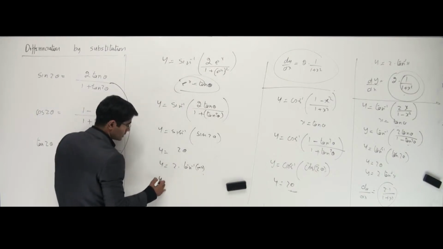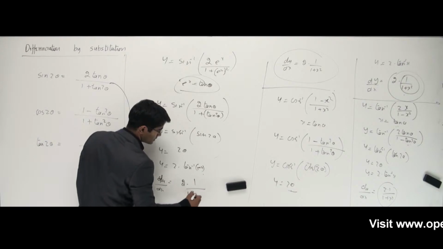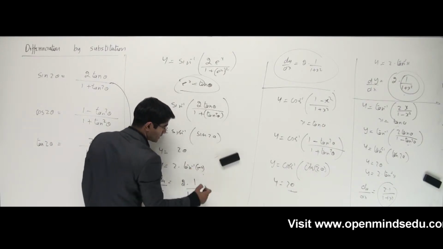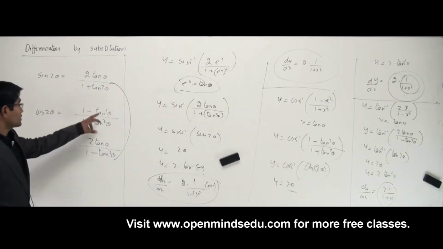And the answer is what? dy by dx is 2 times 1 by 1 plus x squared into differentiation of e power x, which is e power x. Right? That's how it is. Similarly, they can ask you another function here.